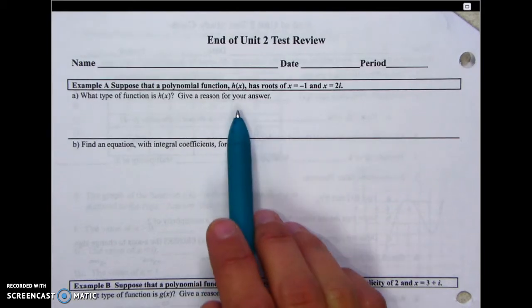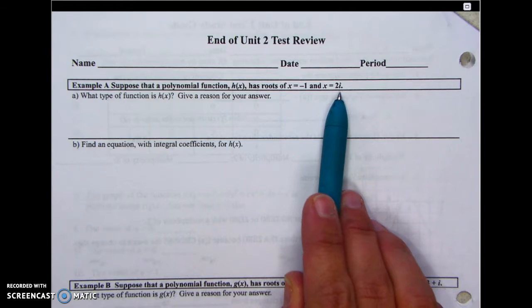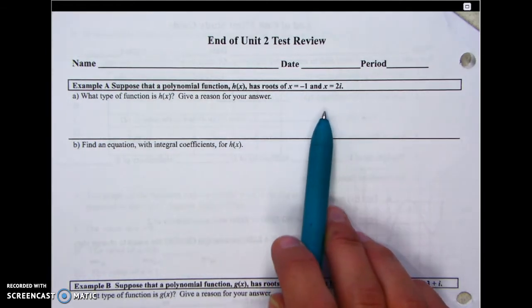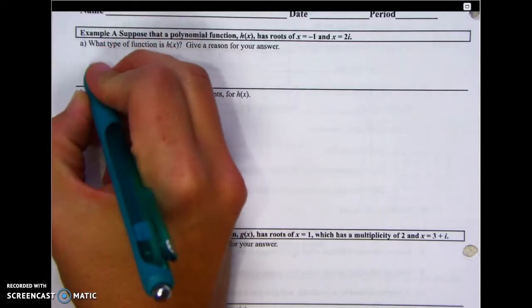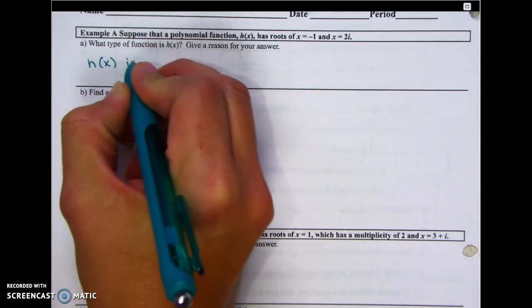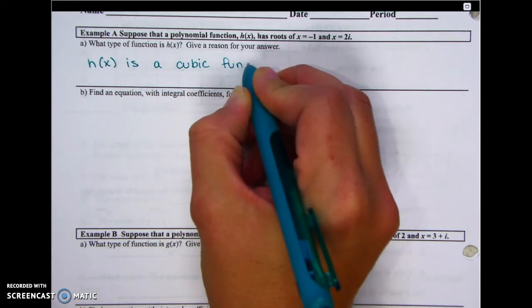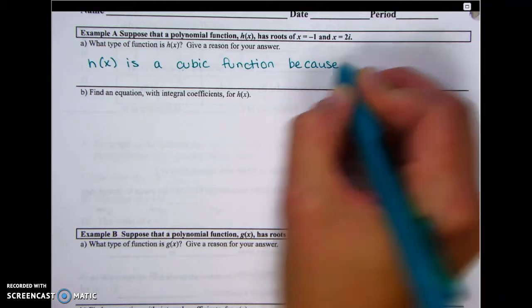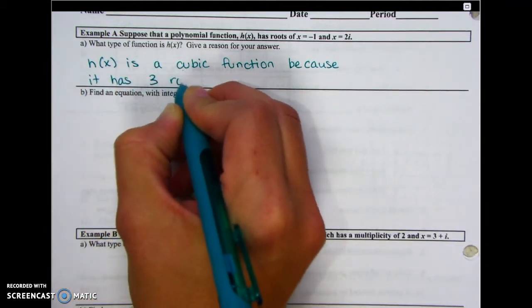Okay, so suppose a polynomial function has roots of x equals -1 and x equals 2i. So they're giving us the answers already, and we're going to work backwards. Okay, what type of function is h? Watch, I'll show you. This is going to look funny at first, okay? H is a cubic function because it has 3 roots.